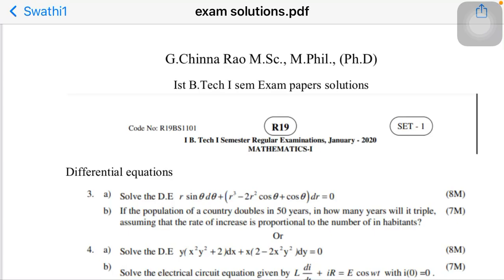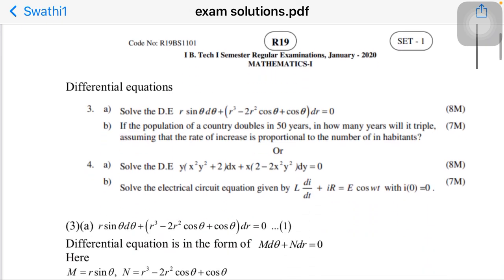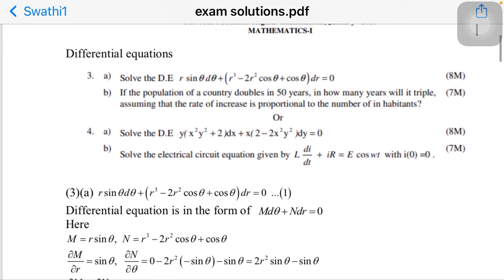Good morning, students. Now I want to answer Engineering Mathematics 1 previous exam question papers. Differential equations occupy two full questions: 3 or 4, 5 or 6.